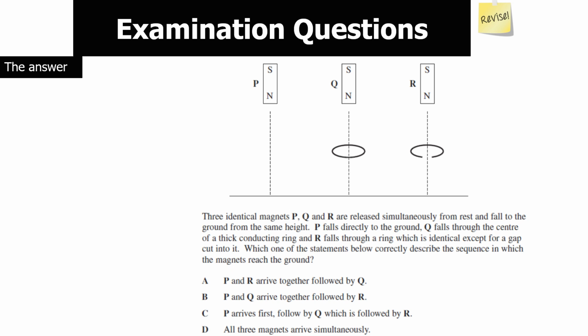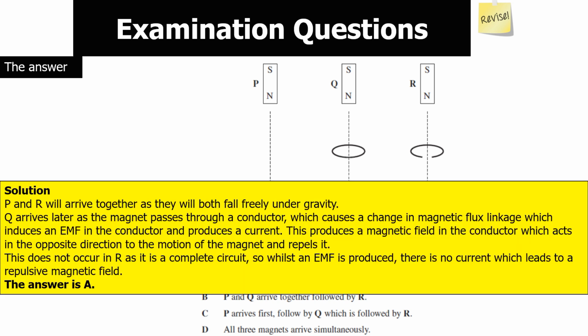Right. So what we should know is the answer is A, because P and R will arrive together because they'll both fall freely under gravity. Now Q will arrive later as the magnet passes through a conductor, which will cause a change in the magnetic flux linkage, which causes an EMF to be induced in the conductor and produces a current. This will produce a magnetic field in the conductor, which acts in the opposite direction to the motion of the magnet due to Lenz's law, and therefore repels it. Now this doesn't occur in R because R is not a complete circuit. So whilst an EMF is produced, there's no current which leads to a repulsive magnetic field. So our answer is A.